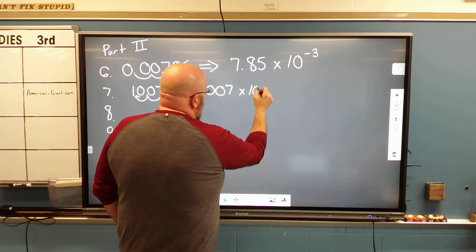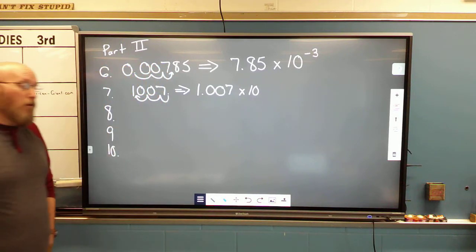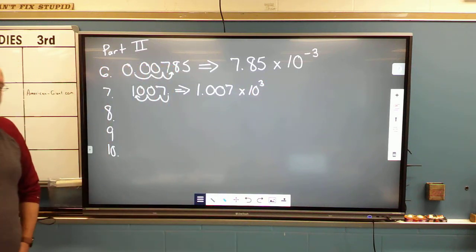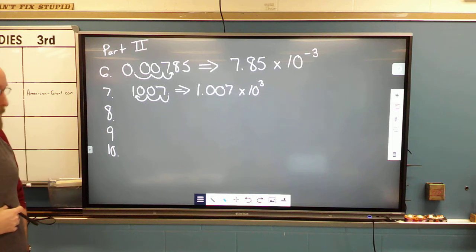Times 10 to the what power? Well, that would be to the 3rd power. And it's positive because my number is greater than 1. 1,007 is definitely greater than 1, isn't it? Okay. Number 8.